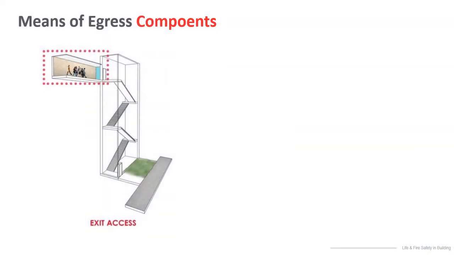So basically, in every building, you need to maintain three components for the means of egress to ensure that the occupants will evacuate safely in case of a fire. The exit access is a portion of a means of egress system that leads from any occupied portion of the building or structure to an exit.